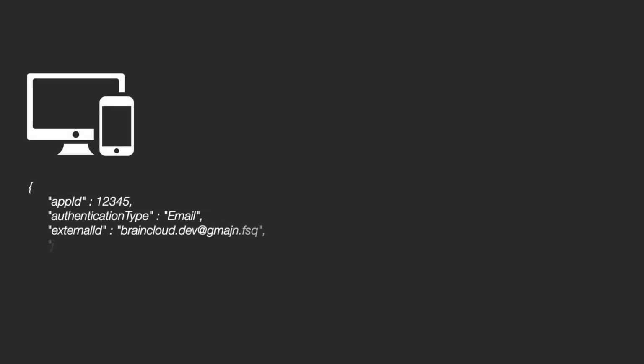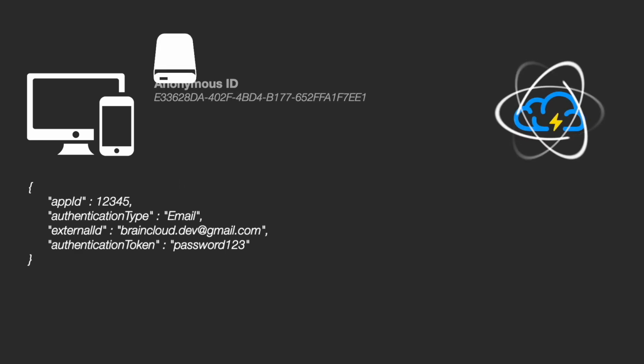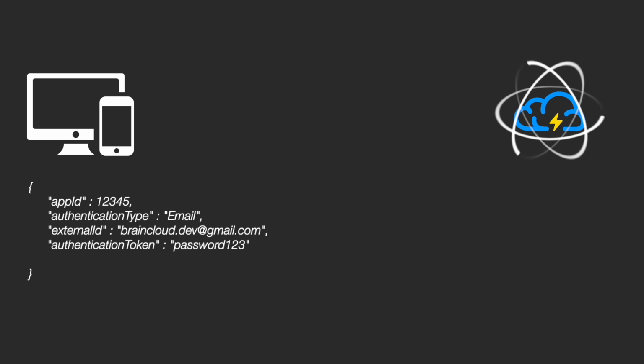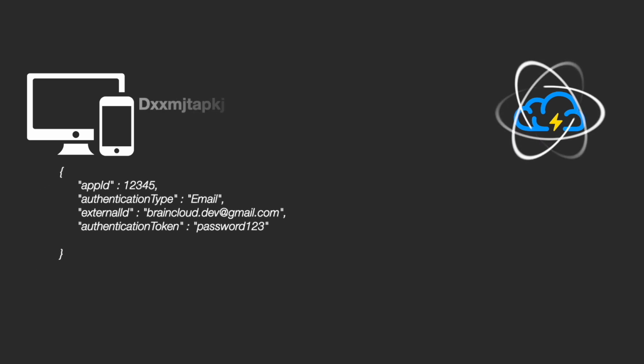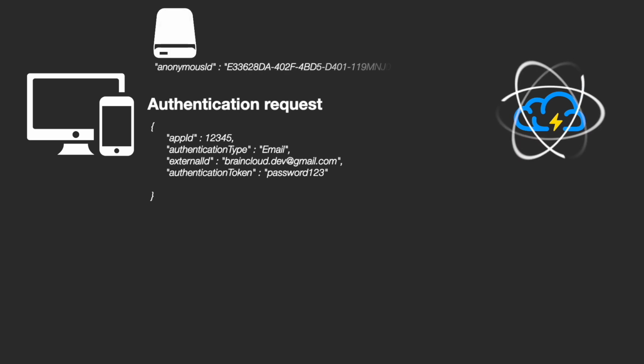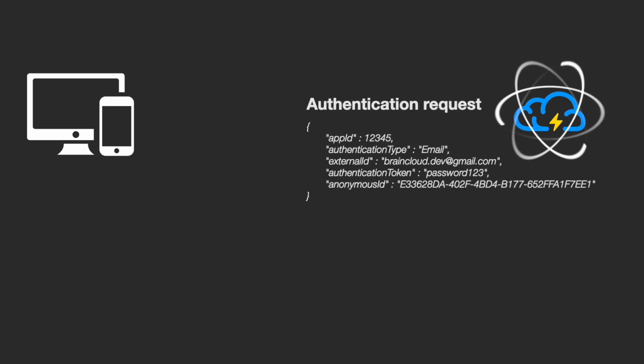It's important to note that even if your game or app implements an authenticated identity as the main form of authentication, an anonymous ID will still be generated by the brainCloud client for each user's device. That's because in order to authenticate with the brainCloud server, the anonymous ID must be sent along with the authenticated credentials.